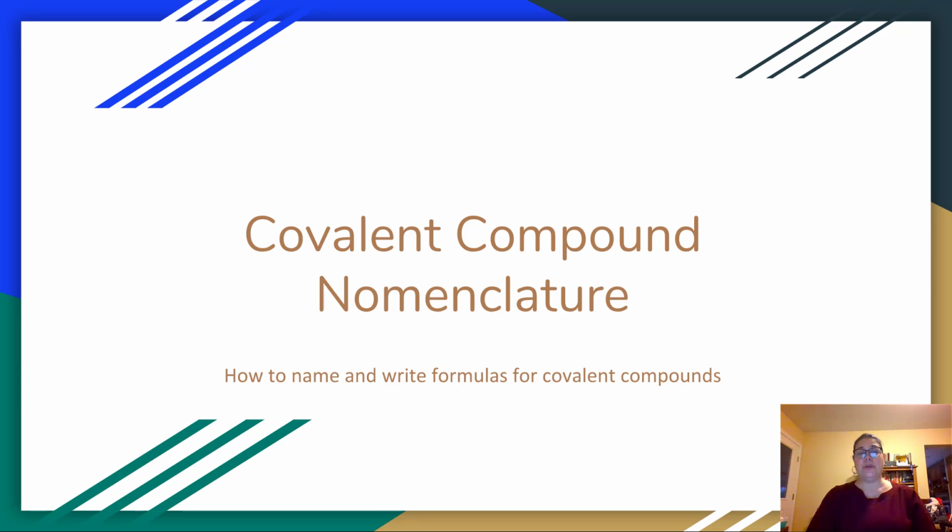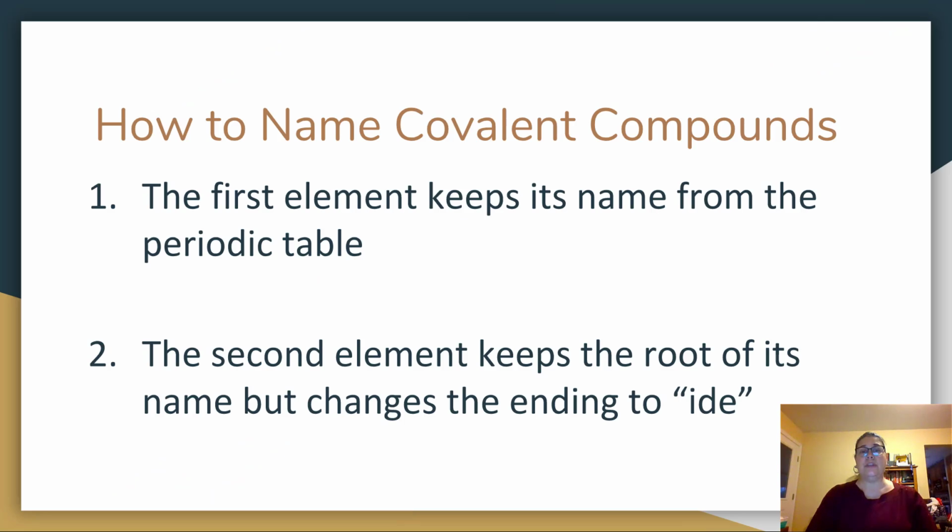Soares. Today we are going to learn how to name and write covalent compounds. As you know from previous lessons, a covalent compound is composed of nonmetal atoms. So to name a covalent compound, the first element keeps its name from the periodic table. The second element keeps the root of its name but changes the ending to "ide." Now, this is the same process as when we learned how to name and write binary ionic compounds, so it should seem familiar to you.